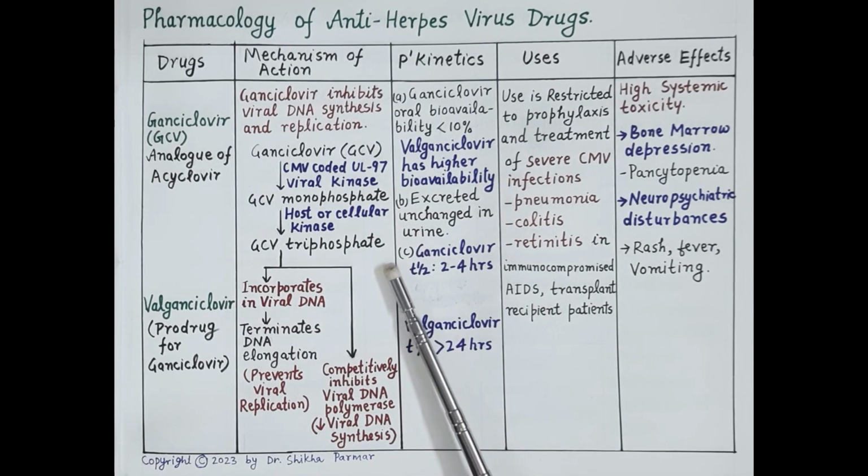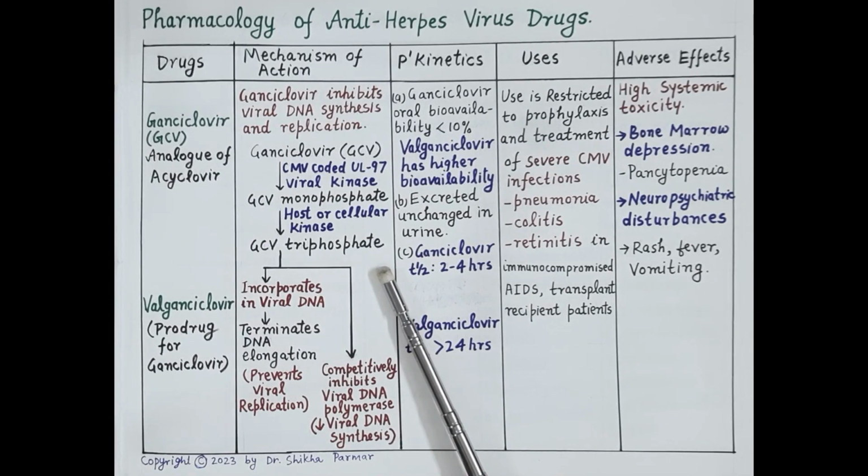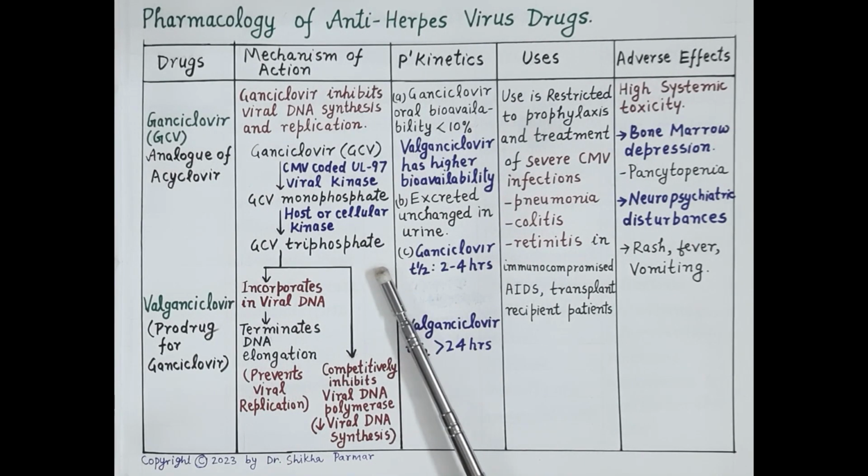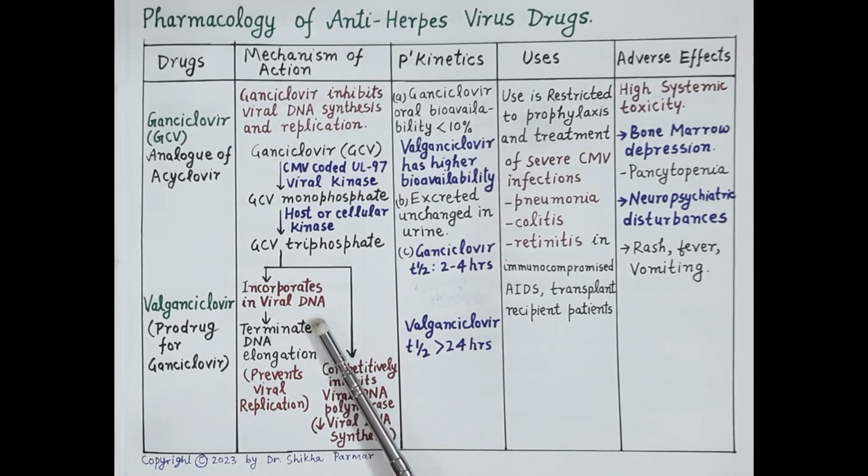Further, it is phosphorylated to Ganciclovir triphosphate by host cellular kinase. Now this Ganciclovir triphosphate, like Acyclovir triphosphate, also resembles a nucleotide, and therefore it gets incorporated in the viral replicating DNA strand. So this terminates DNA elongation.